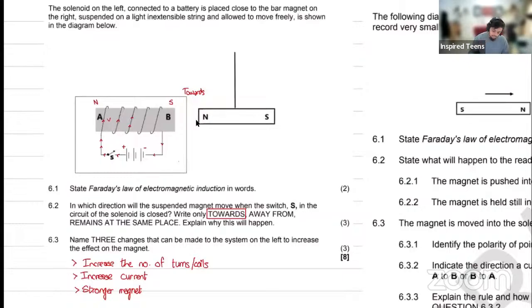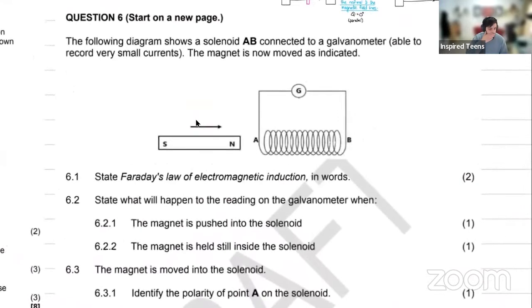Okay, let's have a look at this next question. For those of you who said towards, correct. Towards is indeed correct. Away is not correct, and that's the reason why. The following diagram shows a solenoid AB connected to a galvanometer, able to record very small currents. The magnet is now moved as indicated. State Faraday's law of electromagnetic induction in words. The magnitude of the induced EMF across the ends of a conductor is directly proportional to the rate of change in the magnetic flux linkage with the conductor.